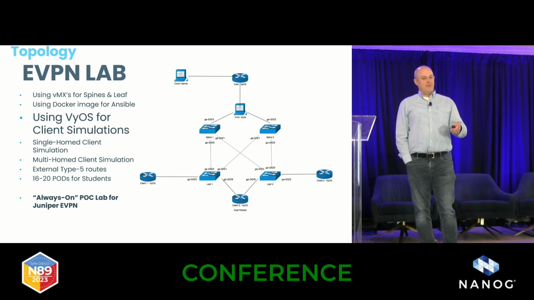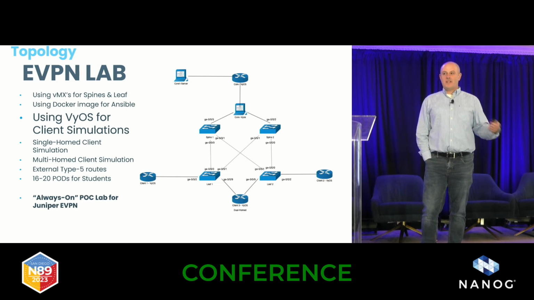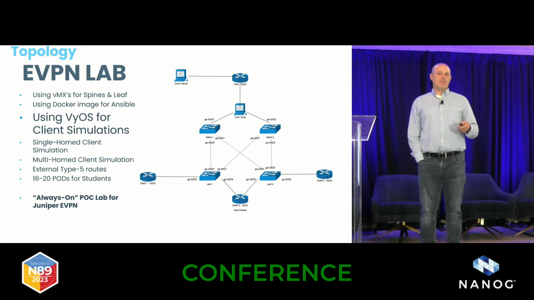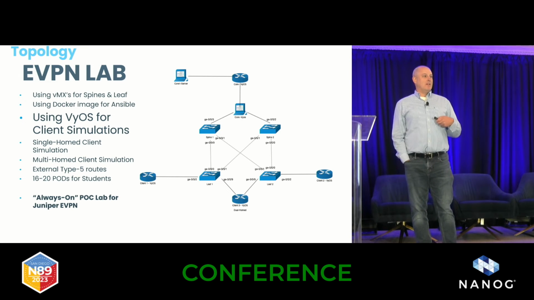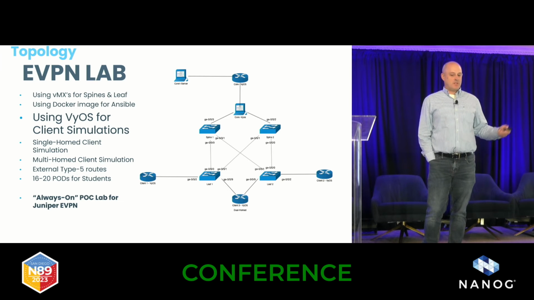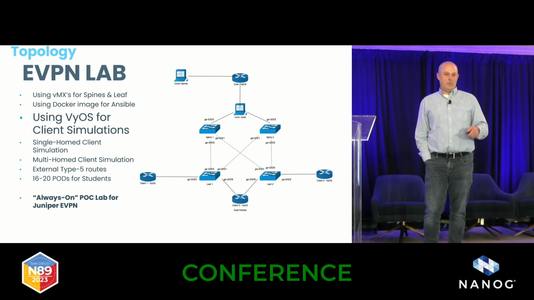We've got vIOS routers for client simulation, so both showing, here's what single-homed versus multi-homed look like. And if you put it on a server that's strong enough, in this case, we can run about 20 pods at one time to get people hands-on with this technology. And once you build your labs, they act as always-on proofs of concept that you can spin up anytime and showcase 5 to 6 things in an hour if you wanted to.